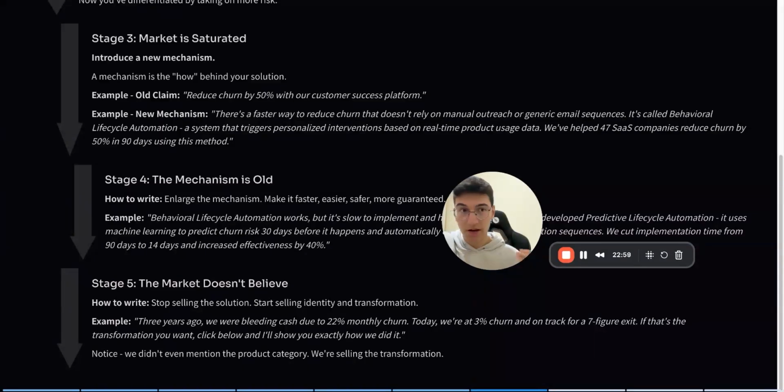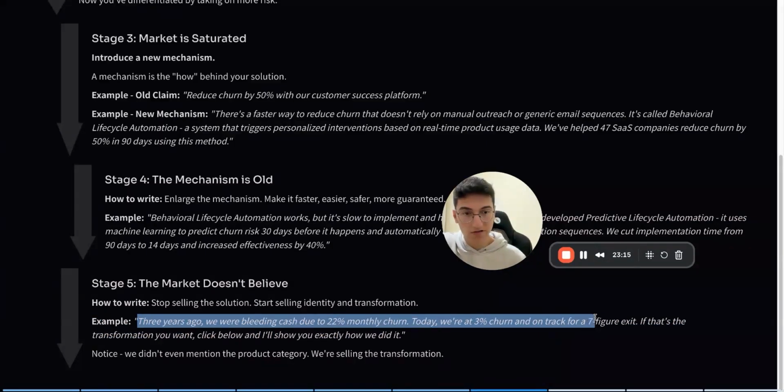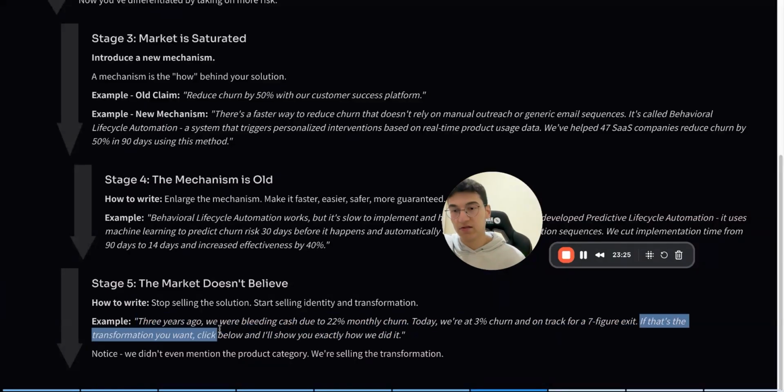For example, this could be a customer statement of yours. You can use this in your ads. 3 years ago, we were bleeding cash due to 22% monthly churn. Today, we are at 3% churn and on track for a 7-figure exit. Then you can continue: if that's the transformation you want, click below and I will show you exactly how we did. Basically, you are selling the identity and transformation here.